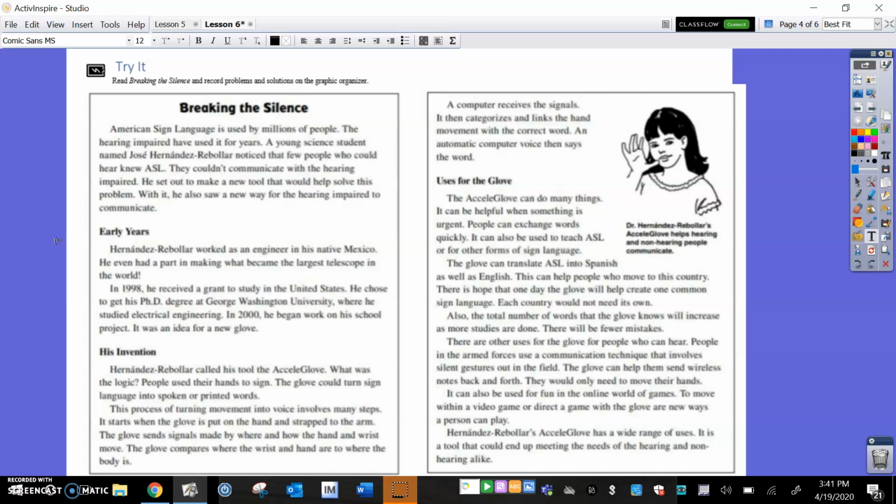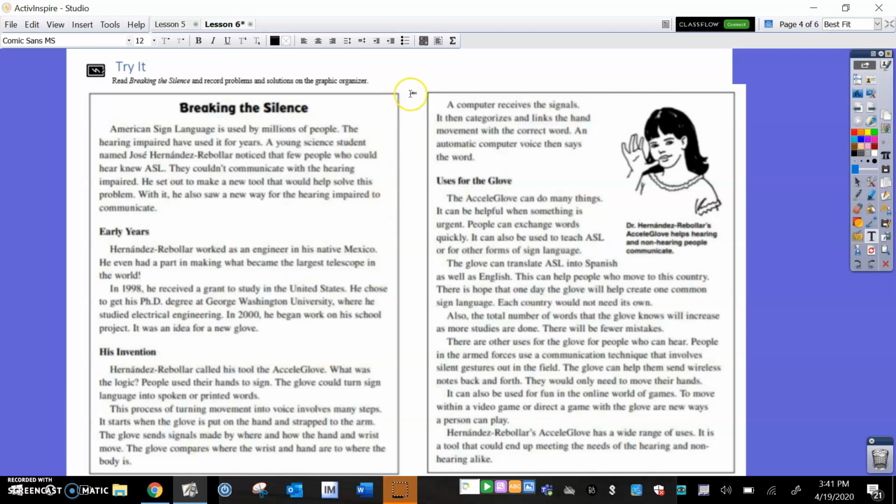His invention: Hernandez Rebollar created his tool, the Excel glove. What was the logic? People used their hands to sign. The glove could turn sign language into spoken or print words. The process of turning movements into voice involved many steps. It starts when the glove is put on the hand and strapped to the arm. The glove sends signals made by where and how the hand and wrist move. The glove compares where the wrist and hand are to where the body is.